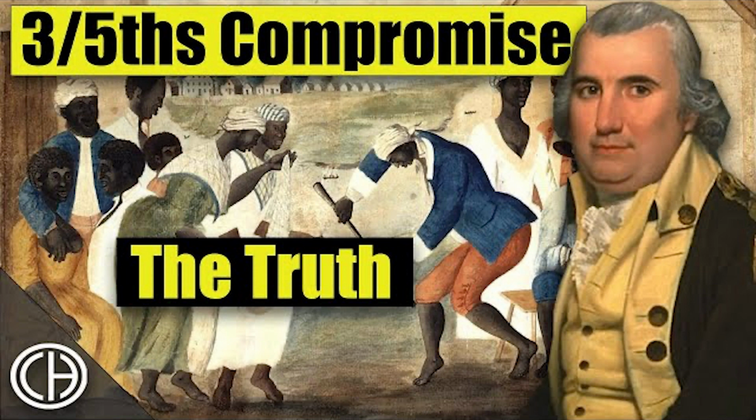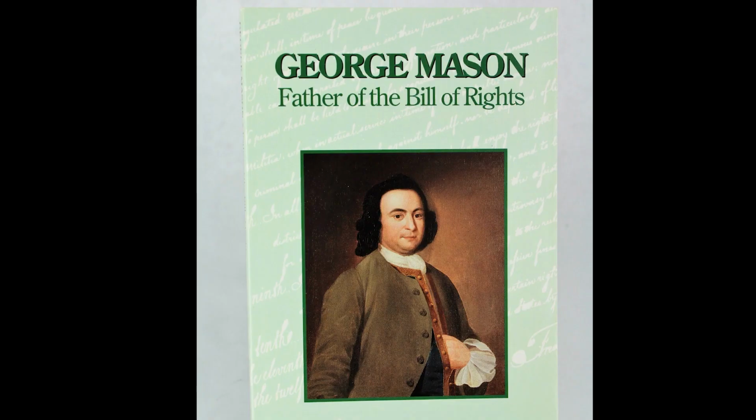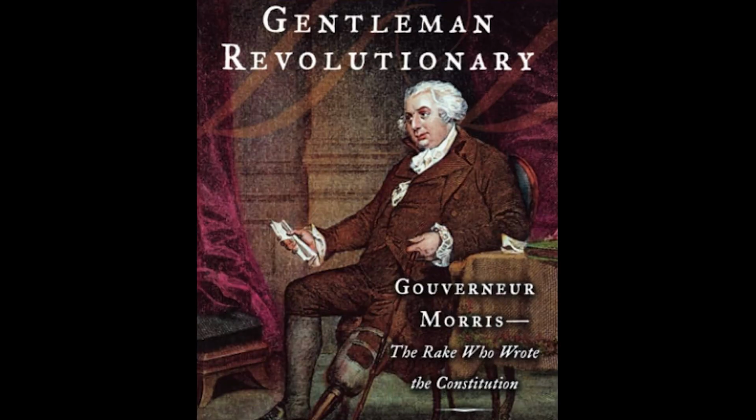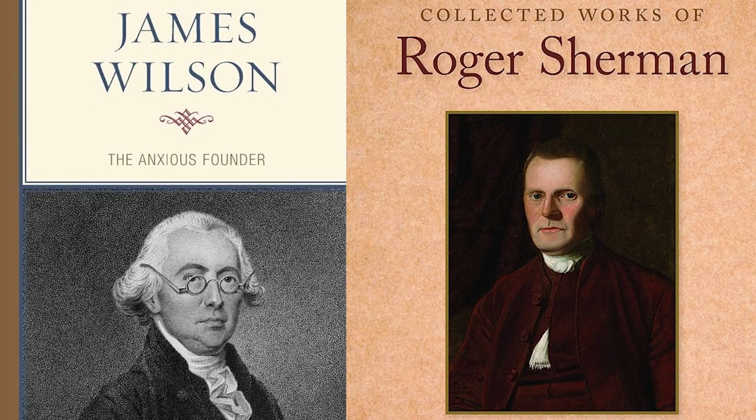Delegates from the northern states, however, objected on the grounds that enslaved people could not vote, own property, or take advantage of the privileges that white men enjoyed. None of the lawmakers called for the end of slavery, but some of the representatives did express their discomfort with it. George Mason of Virginia called for anti-slave trade laws, and Governor Morris of New York called slavery a nefarious institution.